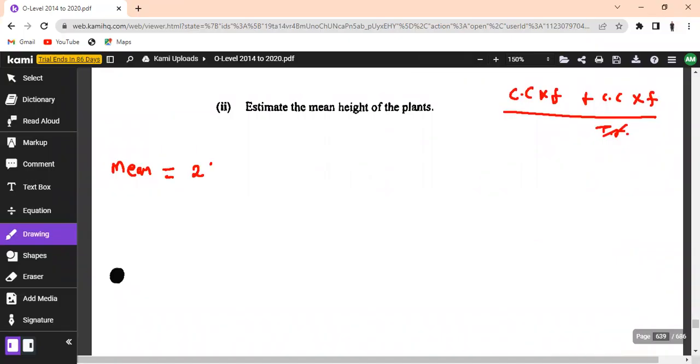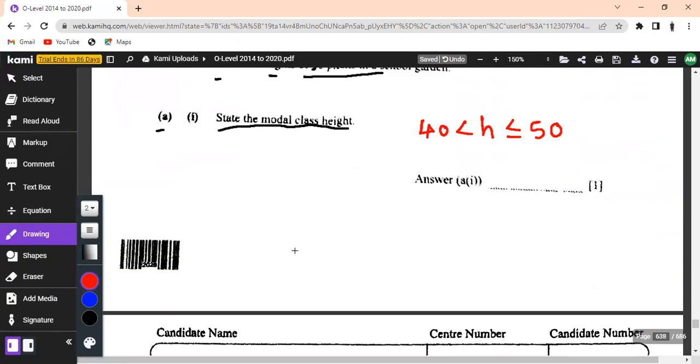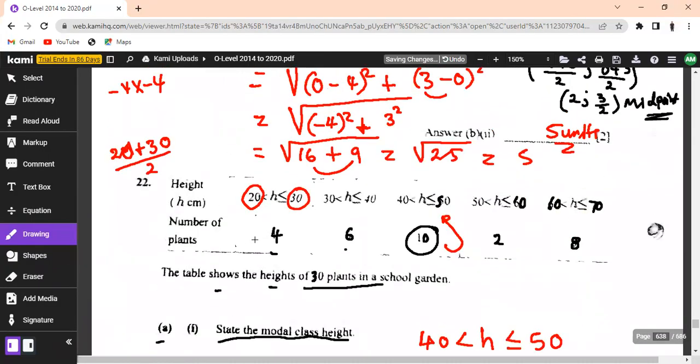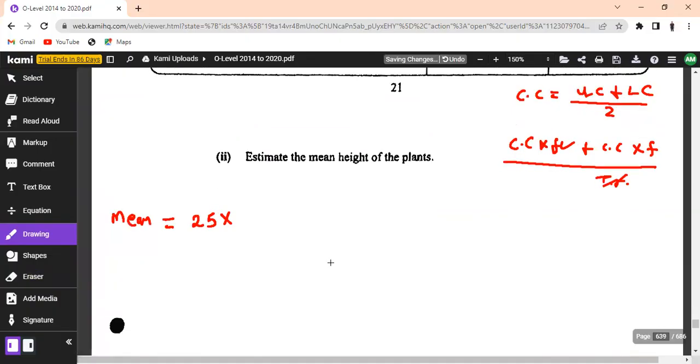So it's 25 times the frequency. Remember I said it's class center times what? Times frequency in this case. So it's 25 times the frequency which corresponds with this class. If you cross-check, these are the number of plants in this class, which is your frequency. So the frequency here is 4, so it is going to be times 4.